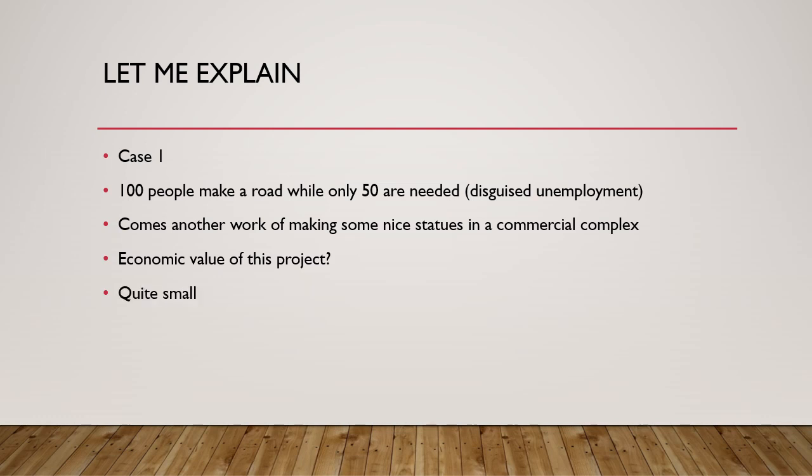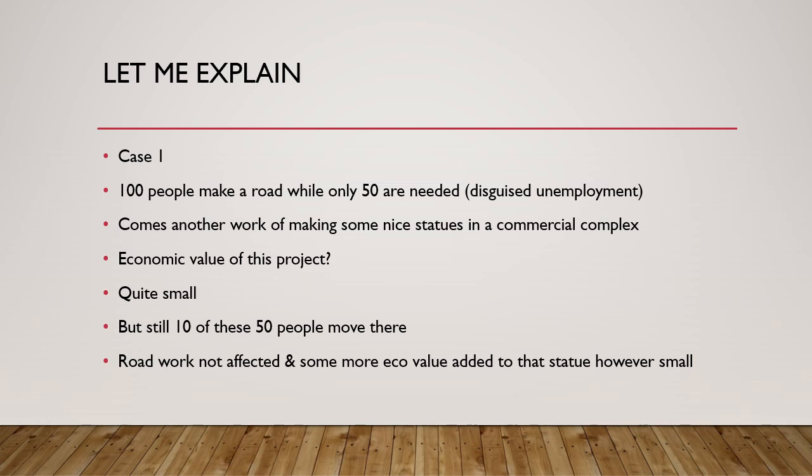However small the economic value is, the contractor approaches the road contractor and asks for 10 people. The road contractor is happy to give him 10 people. Because of that, road work is not affected at all, as in any case only 50 people were required, and the work on the building is also completed. Now, however small that economic value is, in sum total, the economy is better off because of this.